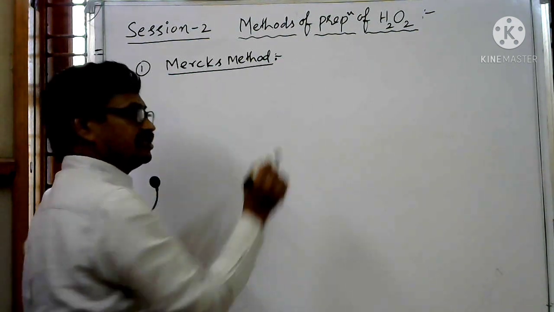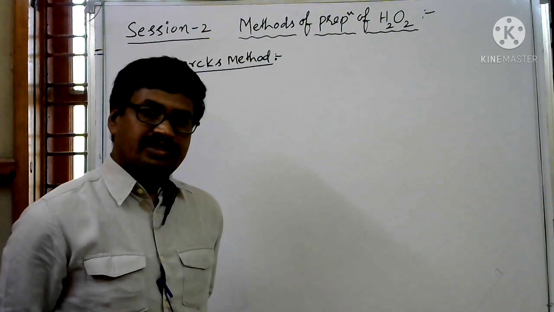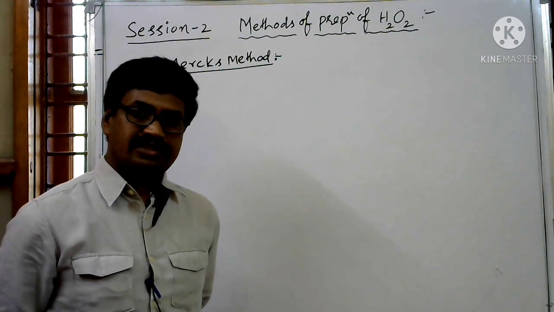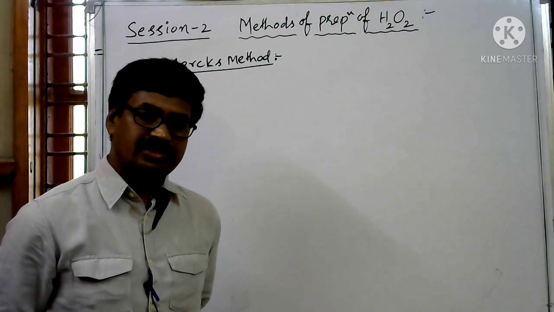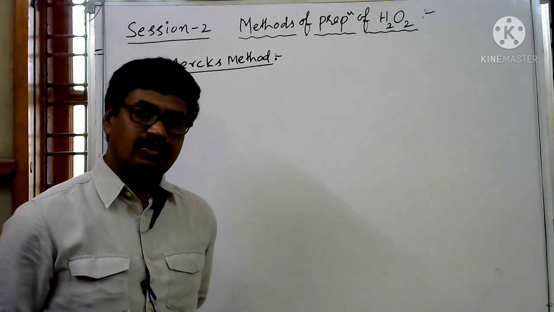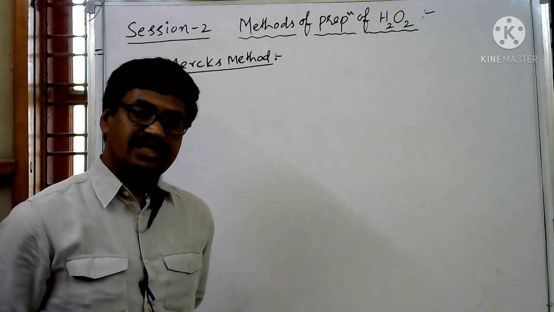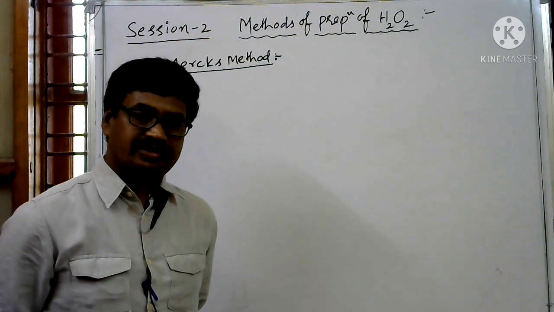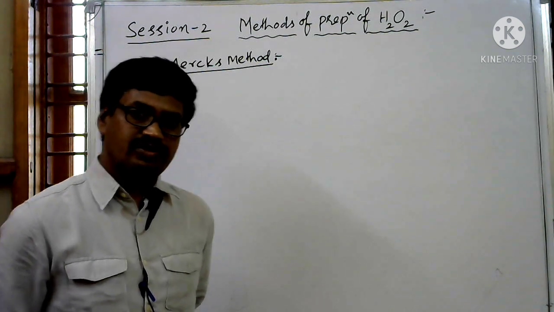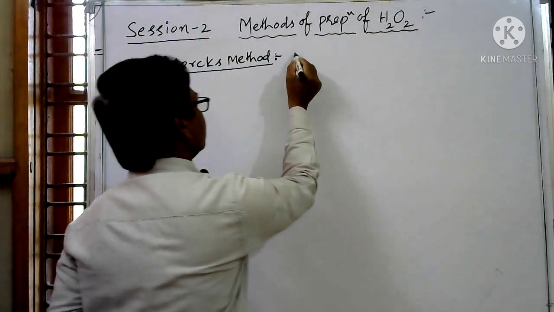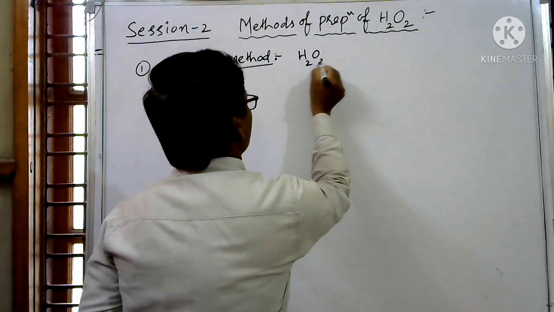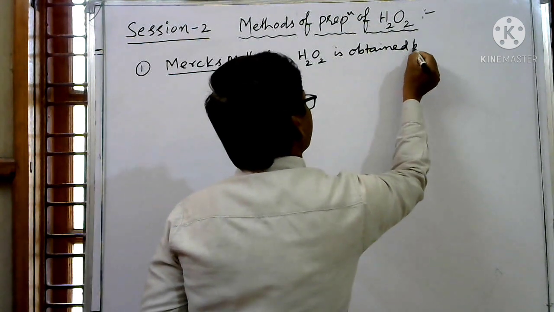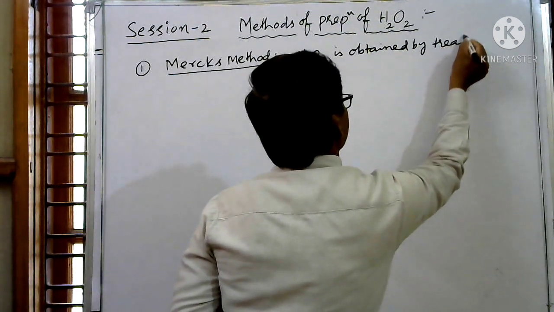In this Merck's method, we have to take cold 20% sulfuric acid, ice cold conditions. So 20% ice cold sulfuric acid, when treated with sodium peroxide or hydrated barium peroxide, we get hydrogen peroxide. H2O2 is obtained by using this method.